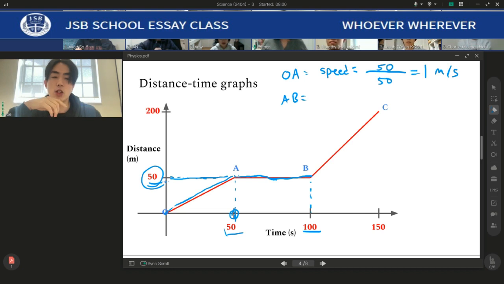Stopped. Good. So for a distance time graph, if the line is a horizontal line, it means the car or the vehicle is not moving. In physics terms, we call it rest. So the car is at rest. It just means that the speed is 0. It's not moving. It's stopped.